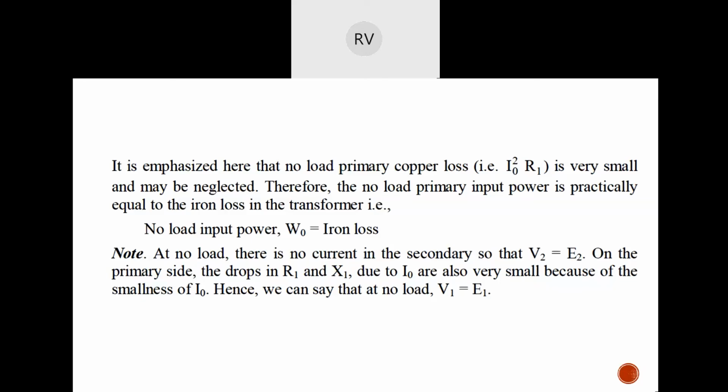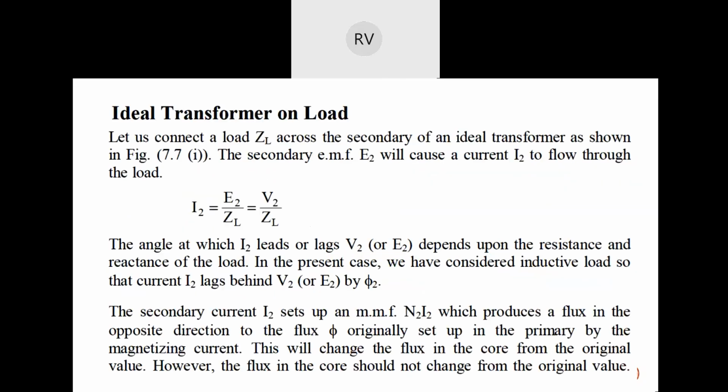Note, at no load there is no current in the secondary, so V2 equals E2. On the primary side, the drops in R1 and X1 due to I naught are very small because of the smallness of I naught. Hence, we can say that at no load V1 equals E1. Even though on the primary side we have R1 and X1, because I naught is very small, the R1 and X1 drop will be very small. So we can say that V1 equals E1 on the primary side as well.